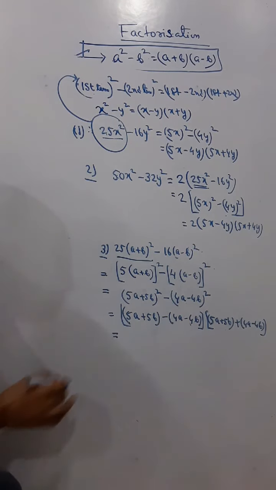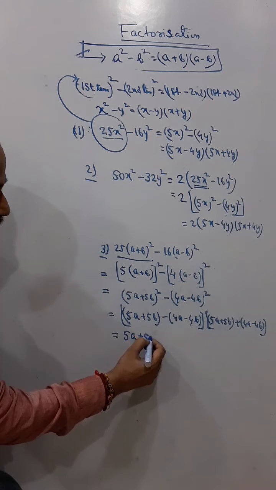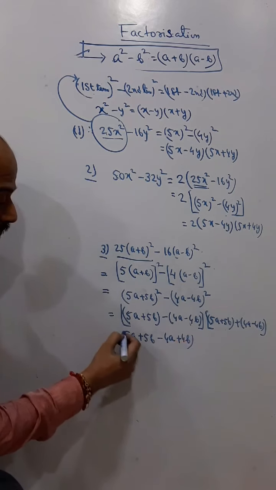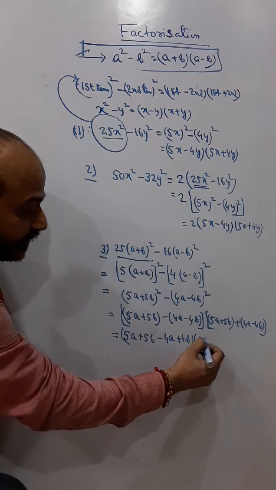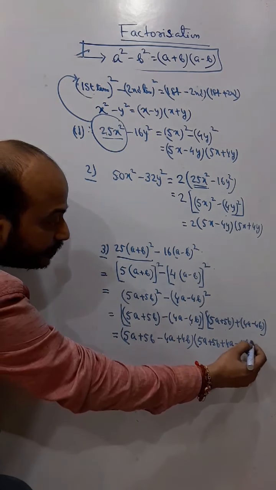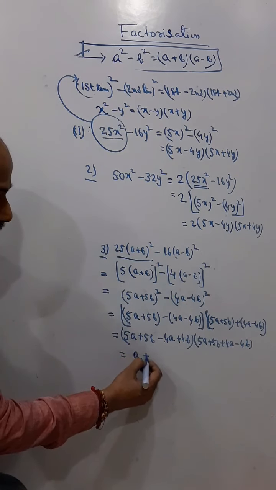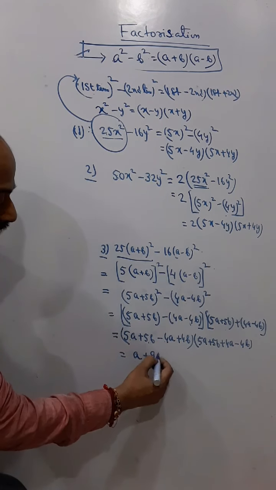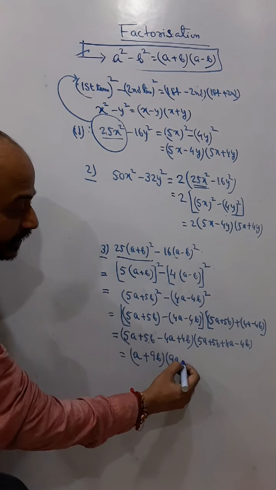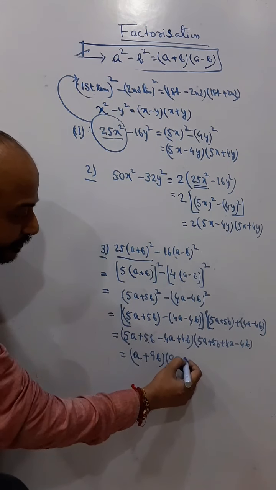And now I will simplify this inside the bracket. So what I get here, 5a plus 5b minus 4a, this becomes plus 4b, and again this becomes 5a plus 5b plus 4a minus 4b, and then we'll simplify 5a minus 4a, I get a, 5b plus 4b I get 9b, and 5a plus 4a I get 9a, and then plus 5b minus 4b I get plus b.